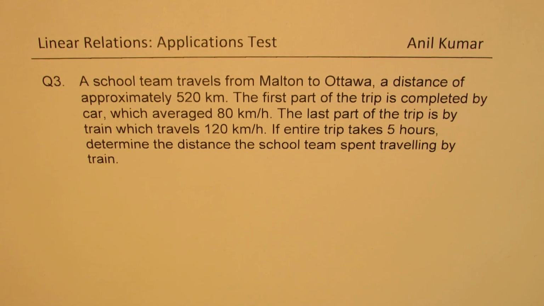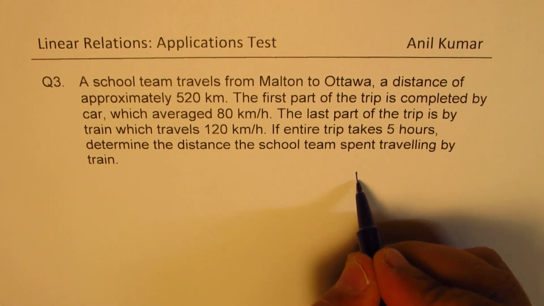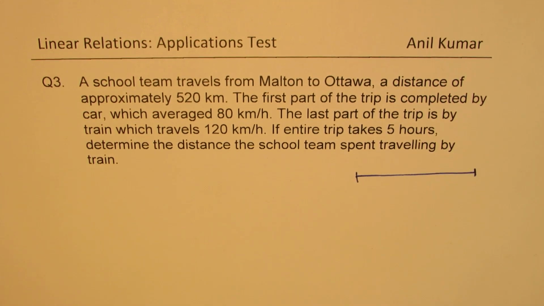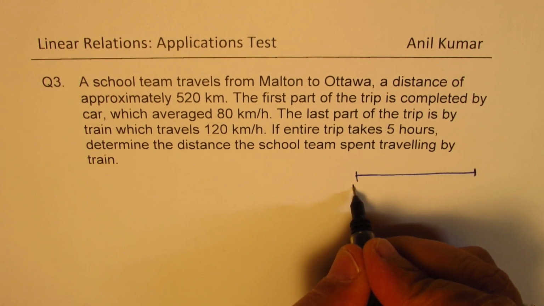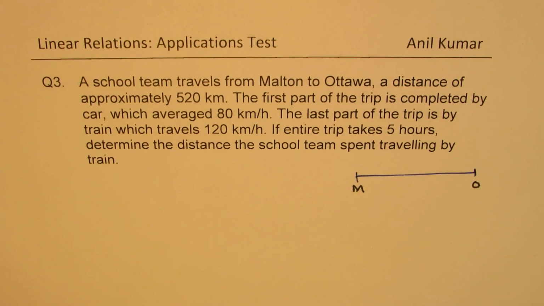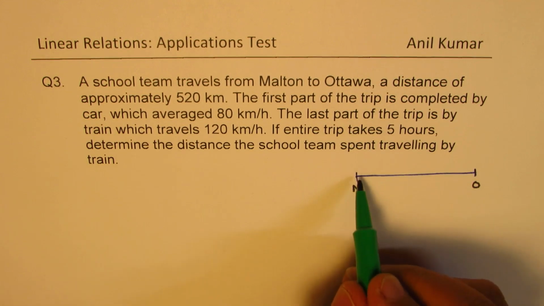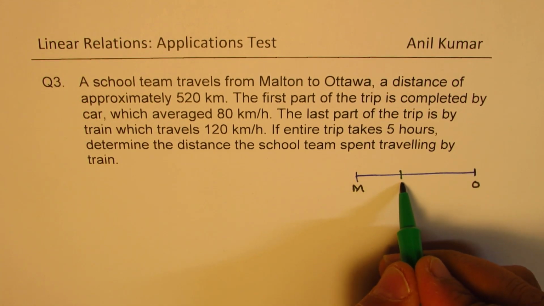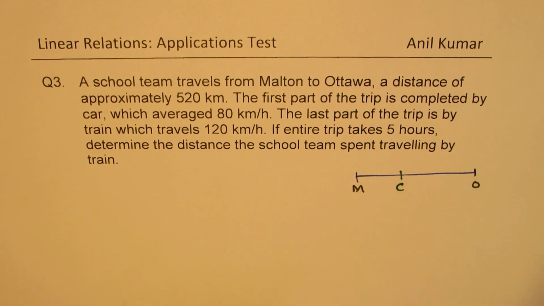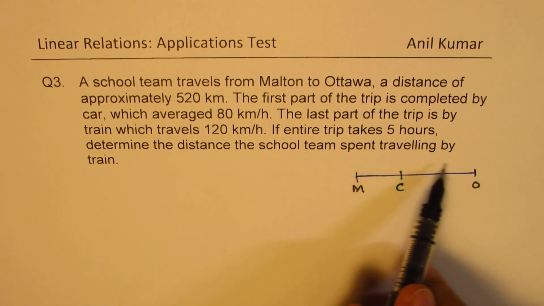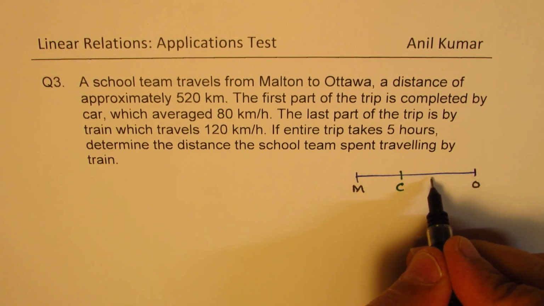So let's make a kind of a sketch to represent this situation. So let us say we are going from Malton to Ottawa, and the first part is by car. Let's say up to this point is by car, right? And then it is by train. Now, since we need to find the distance traveled by train, we'll call this distance x here.